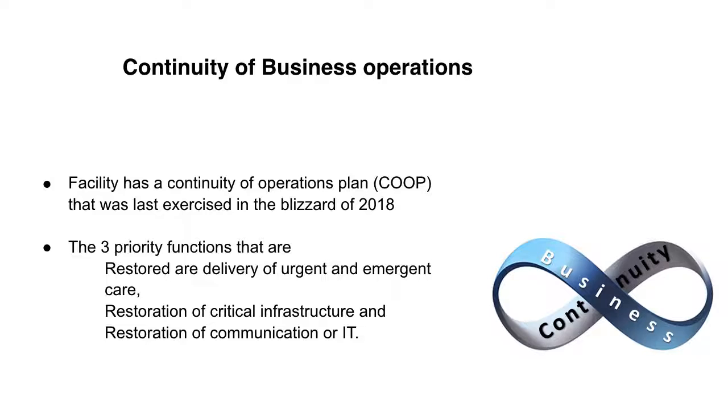Moving forward, the hospital operations are continued even at the times of disaster, and it was last exercised in the blizzard of 2018. The three priority functions that are exercised are the restoration of delivery of urgent and emergent care, restoration of critical infrastructure, and restoration of communications or IT.